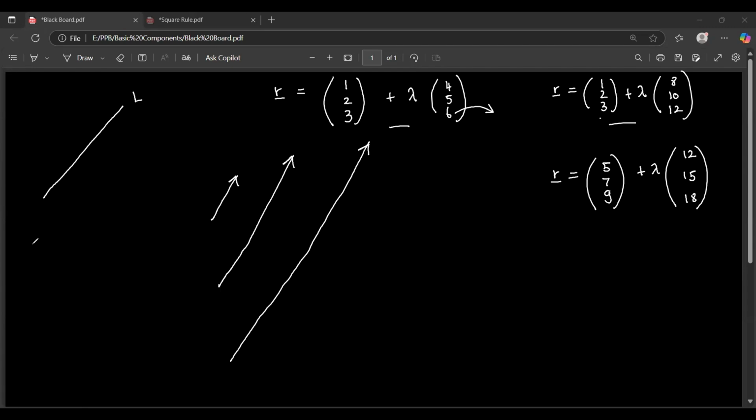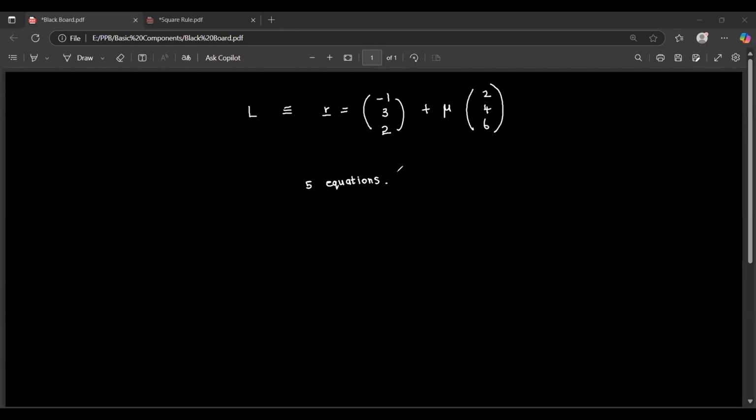Okay, so I'm going to give you a homework. Let's say L is represented by r is equal to (-1, 3, 2) plus mu (2, 4, 6). Come up with different equations for the same line. Maybe 5 equations. Come up with 5 equations for the same line, and you will get the hang of vector equations for a straight line. Just try this.